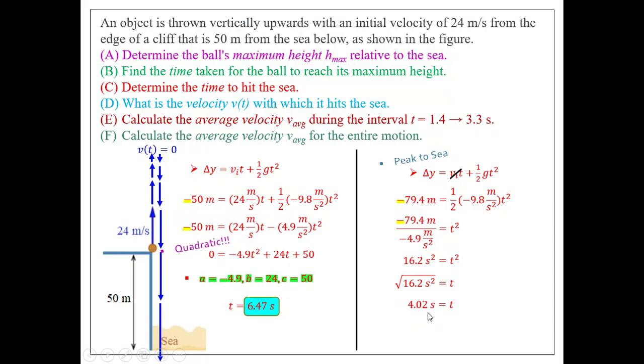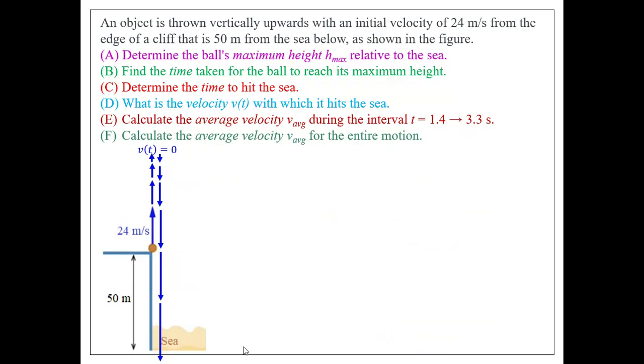But again, this is not your answer, right? This is just the time to fall down. So you found the time to fall down from peak all the way to the sea. All you have to do is add the time on the way up. So here in my work, I put T total, which is the time going up, which is 2.45 seconds, and then the time coming down, which is 4.02, and it gives you about the same answer.